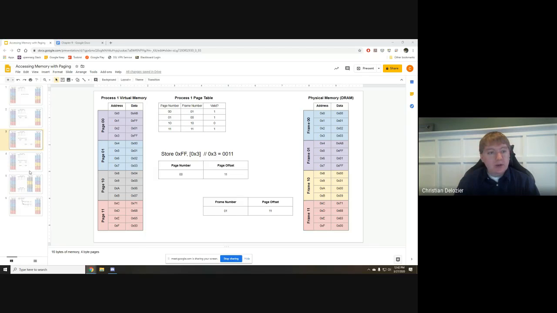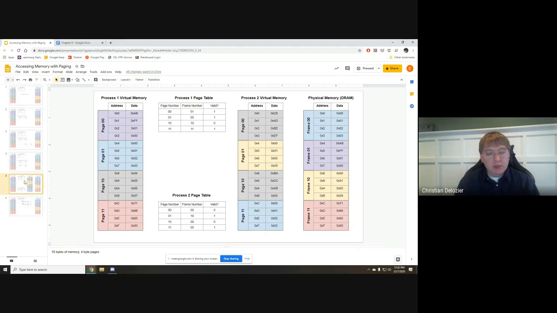So let's continue on then. I think this is just the same thing. So let's see if we have another process now. Each process has its own virtual memory, and each process has its own page table.